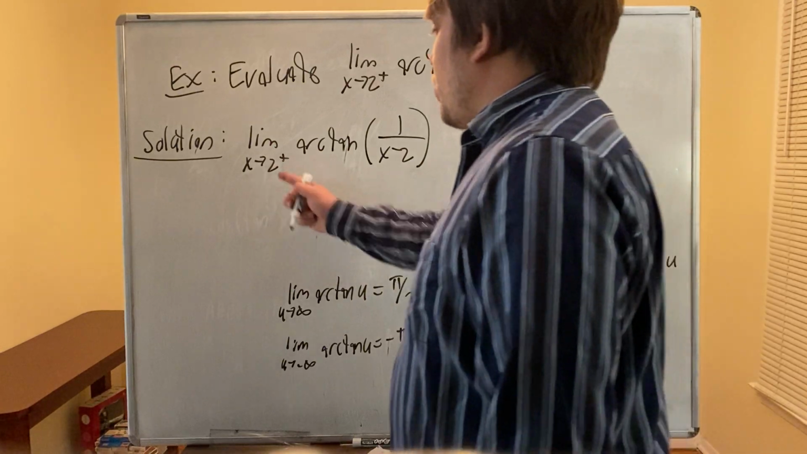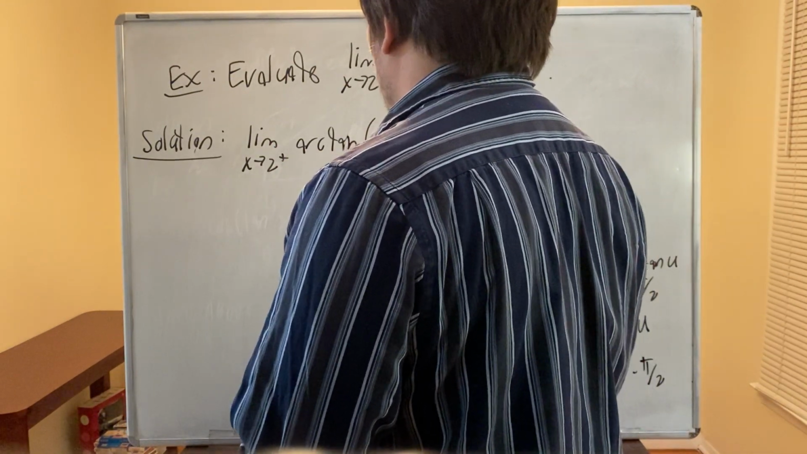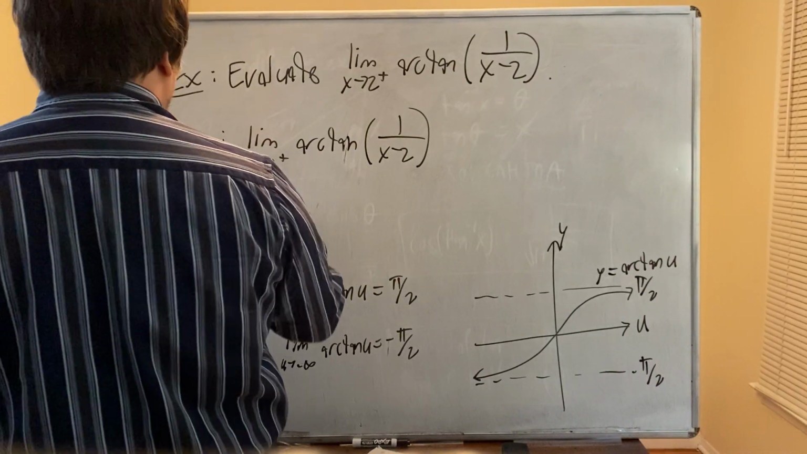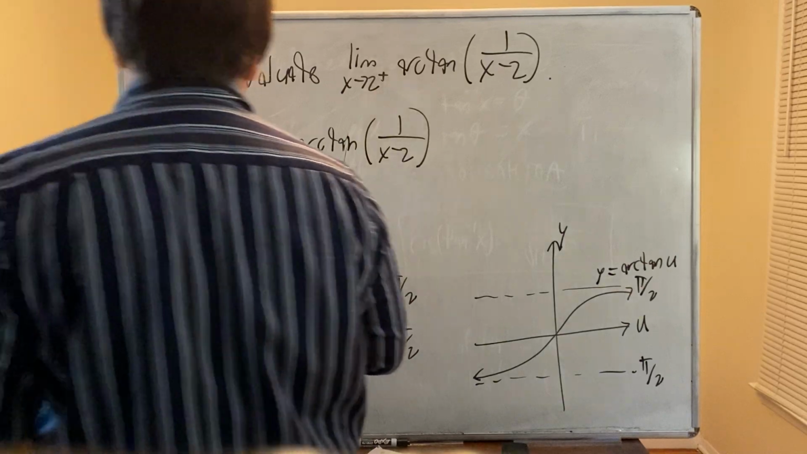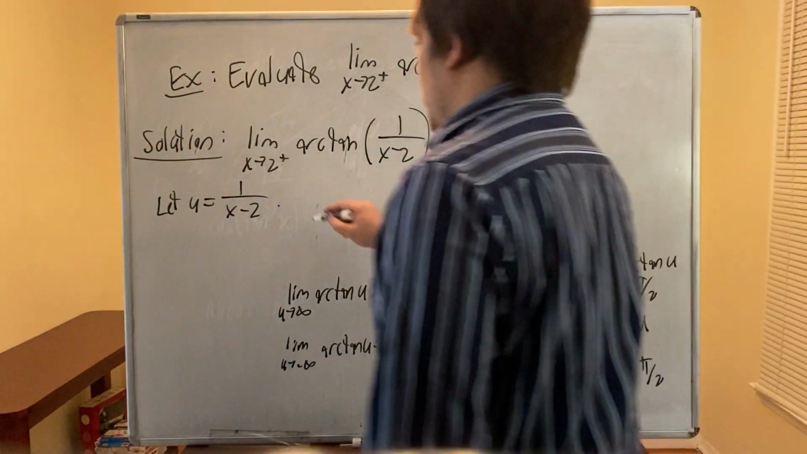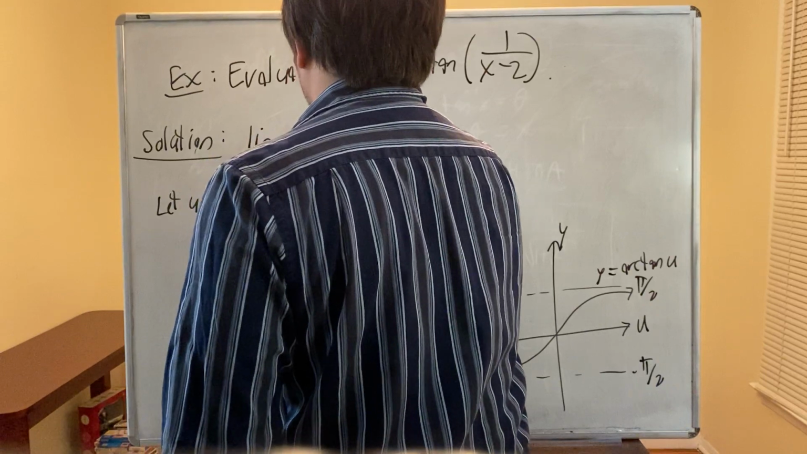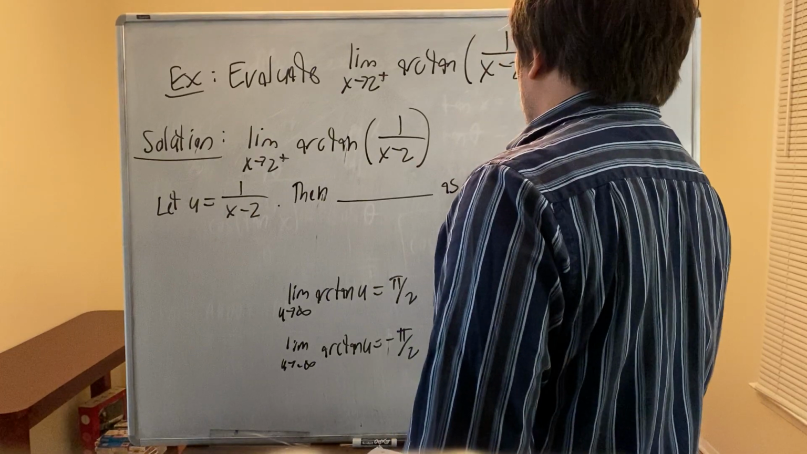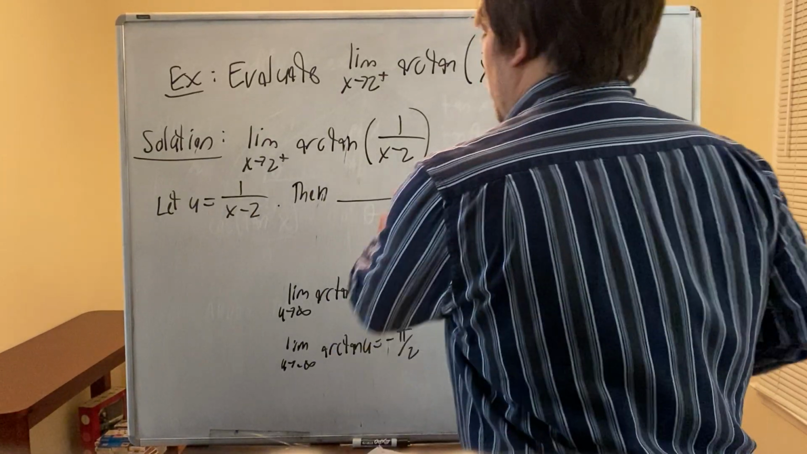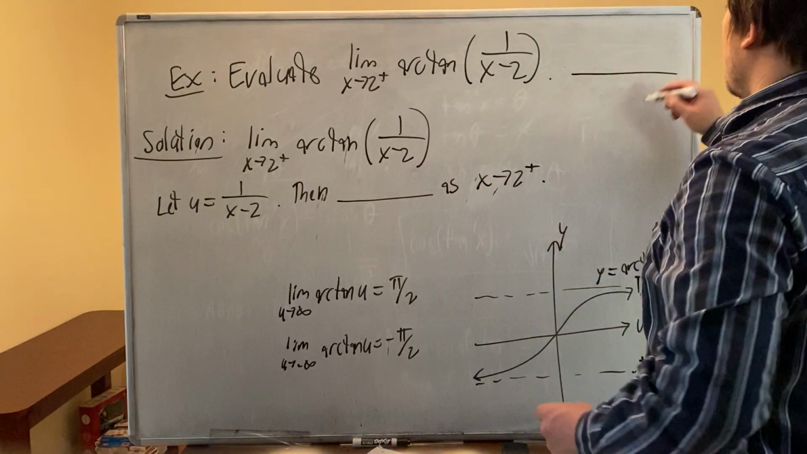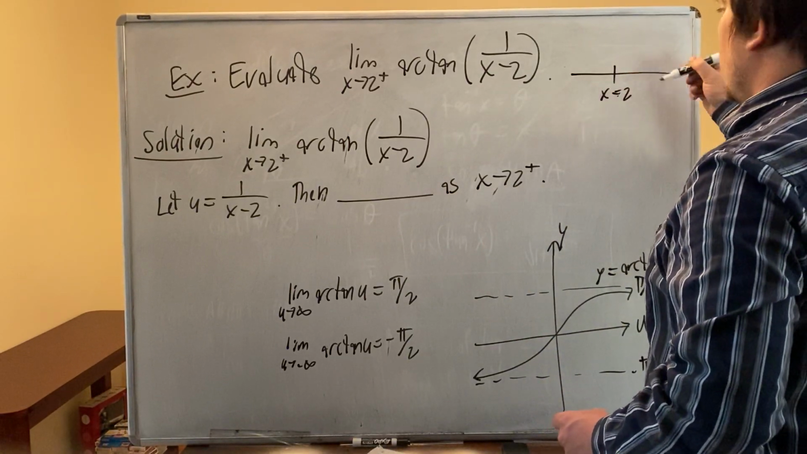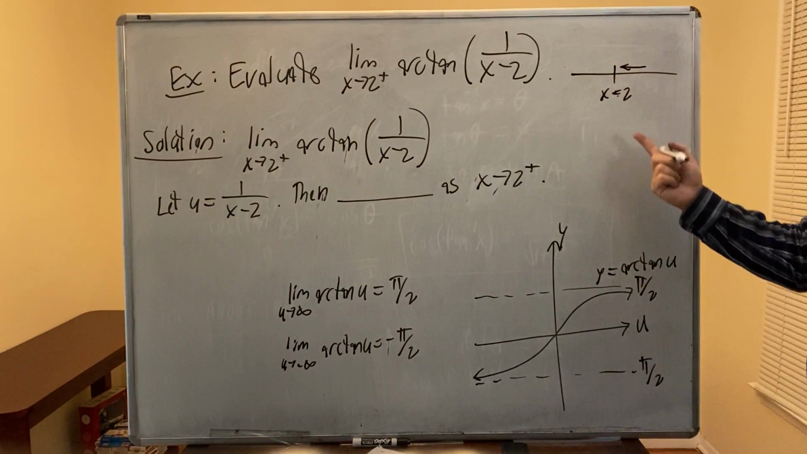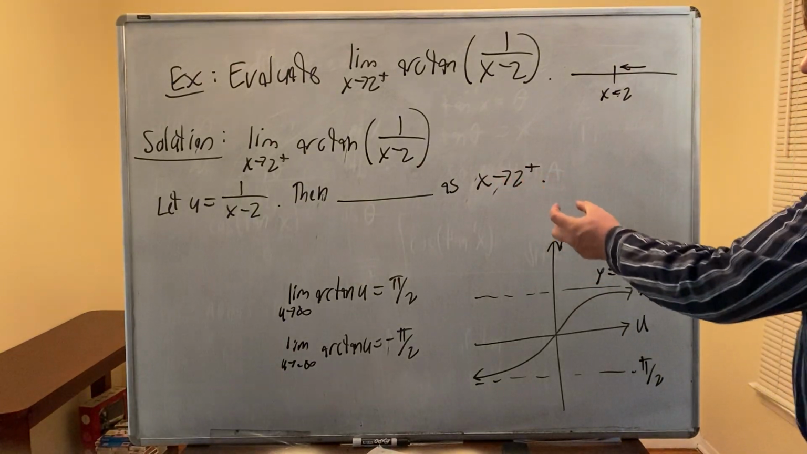Well, the limit is as x approaches 2 from the right. So let u equal 1 over x minus 2. Then we'll leave this blank. Then blank happens as x approaches 2 from the right. As x approaches 2 from the right, what that means is that here's x equals 2. And so we're looking at x values that are approaching 2 but to the right of 2, which means it's numbers slightly larger than 2 that are approaching 2.